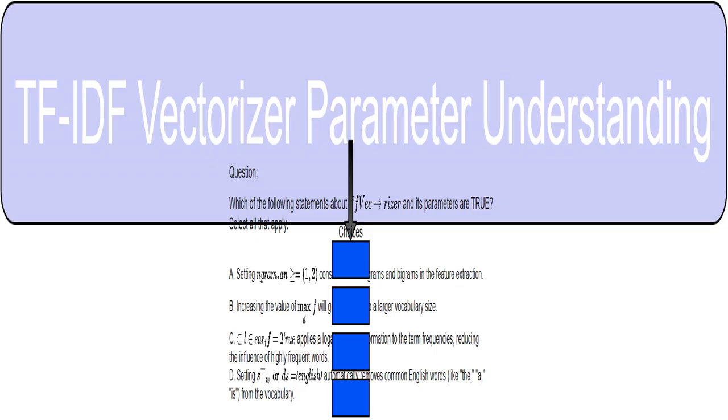I see this as the title of the section, introducing the topic of understanding parameters within the TF-IDF vectorizer. It sets the stage for the questions that follow. This line simply introduces the multiple-choice question about the TF-IDF vectorizer and its parameters in sklearn, a popular Python library for machine learning.